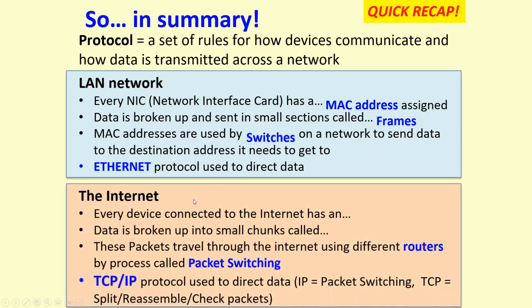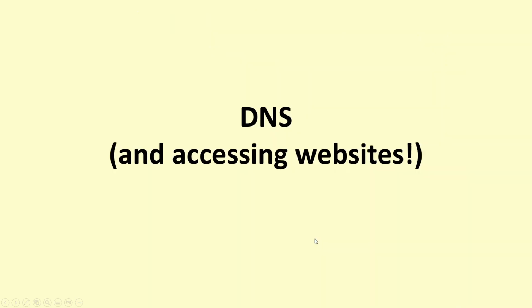And we know on the internet, every device that is connected has an IP address. That's very important for today. IP address on the internet. Data is broken up into small chunks called packets. These packets travel through the internet using different routers by a process called packet switching, which we looked at, and it's the TCP/IP protocol used to direct data on the internet. So this is what we've covered: LAN and the internet. It's the internet we are looking at today with the IP addresses. Okay, so now we've just recapped that.